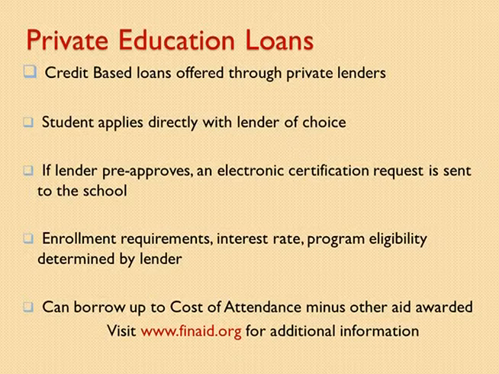In terms of enrollment requirements, interest rate, program eligibility, all of that is determined by the lender, and it can vary from lender to lender. So my suggestion would be to perhaps do a comparison. Choose 3 lenders and do a comparison in terms of interest rate, in terms of when repayment begins, in terms of whether there are minimum unit requirements to be eligible for the loan.